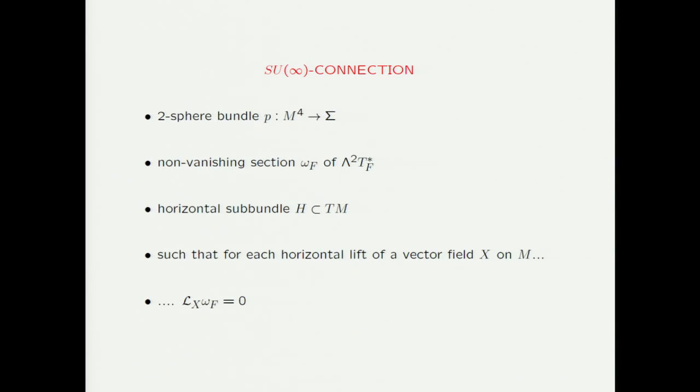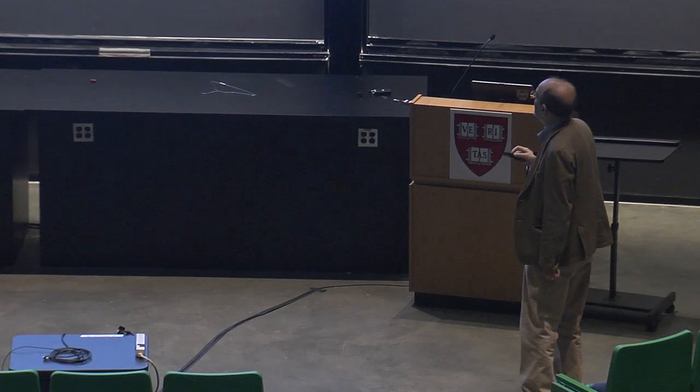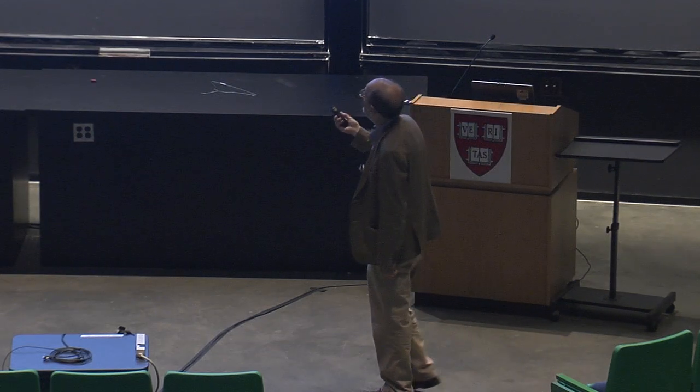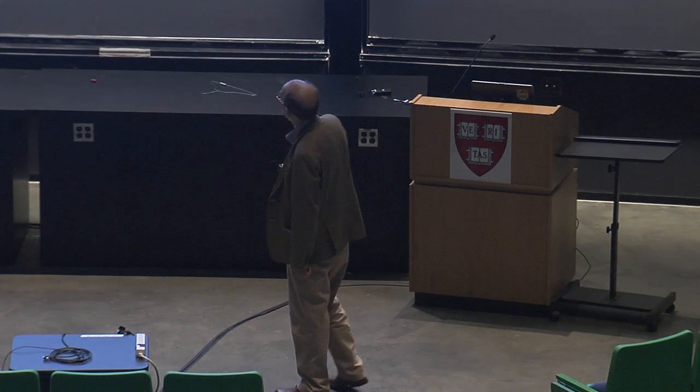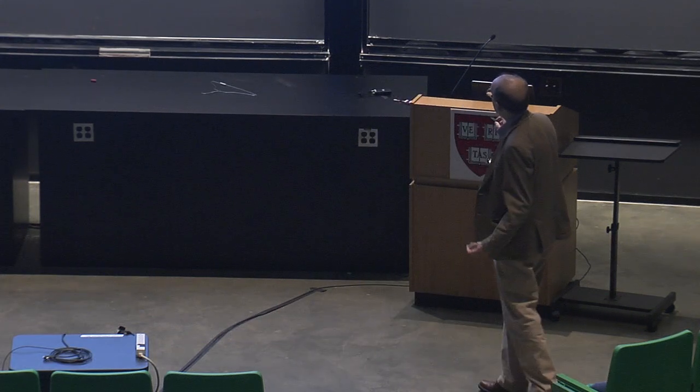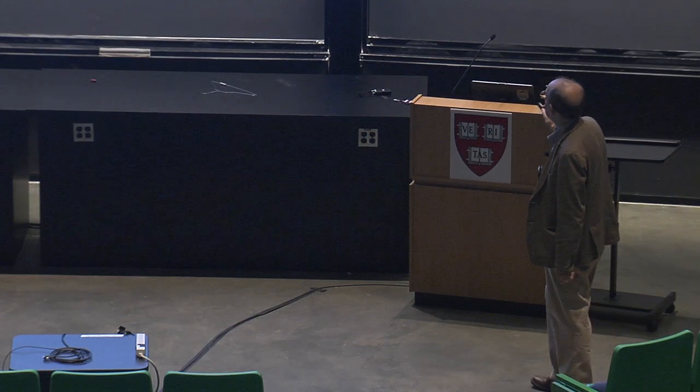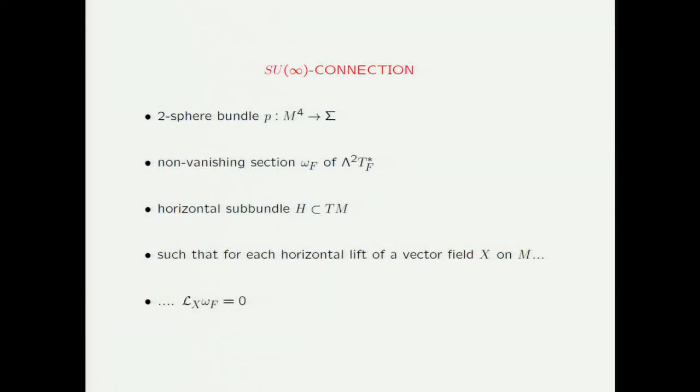And the connection is given by a horizontal sub-bundle of the tangent bundle of M itself, horizontal with respect to this projection. What that means is that if we take a curve in Sigma and lift it horizontally, then parallel translation is a diffeomorphism of the fiber, the two-sphere fiber. If we want it to be a symplectic diffeomorphism, we want to say that for each horizontal lift of a vector field, the Lie derivative of this two-form along the fibers is equal to zero. So basically, we're looking for a four-dimensional manifold with a distinguished horizontal sub-bundle of the tangent bundle.